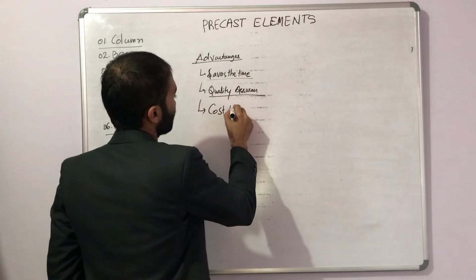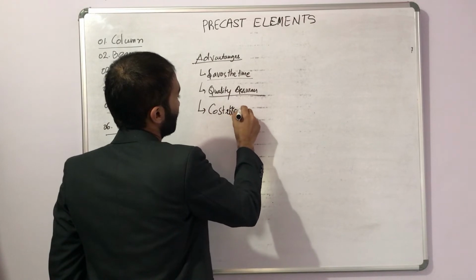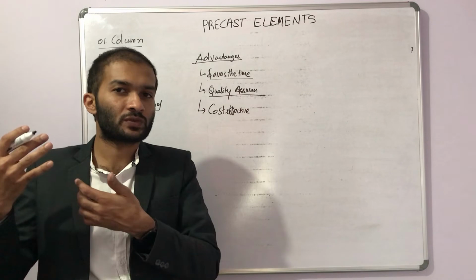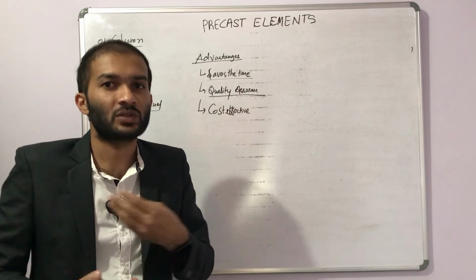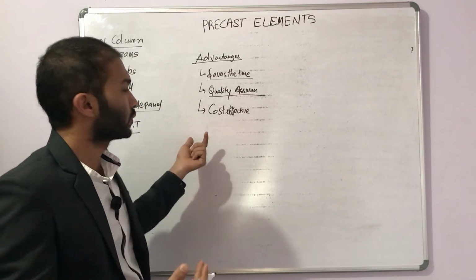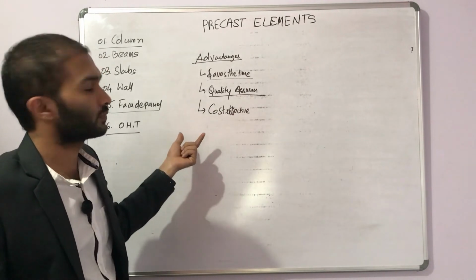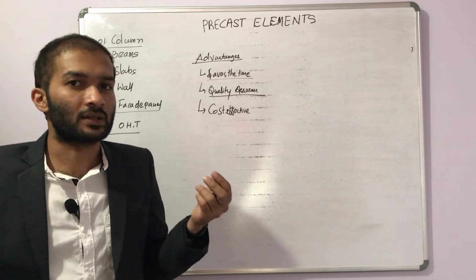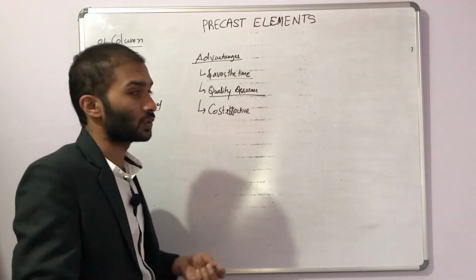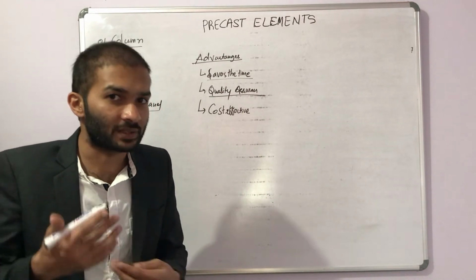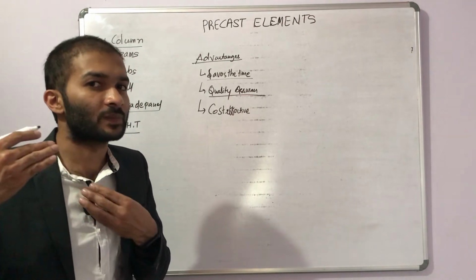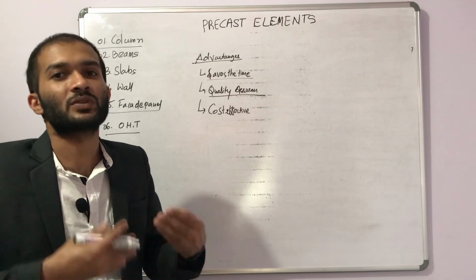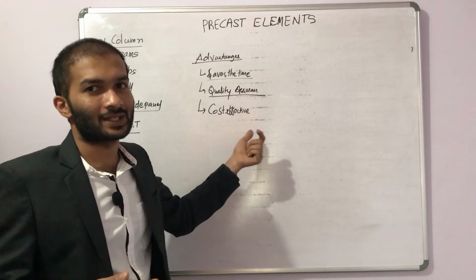Cost effective. Because the same panel which we are going to use in the factory is used repetitively, more and more, considering we are working in a closed environment, the repetition of shuttering materials or the items used for making the elements will be more, so that we will have less cost.